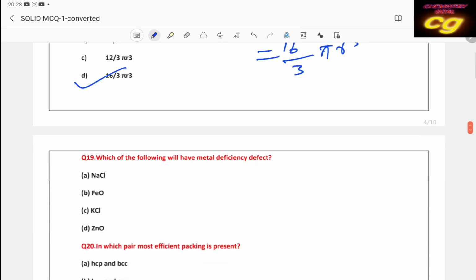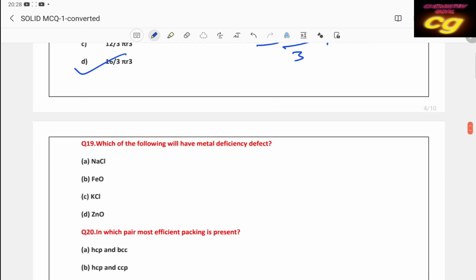Okay, then which of the following will have metal deficiency defect? Metal deficiency defect means, generally what happens, the anion is removed from the lattice point. So what is the correct answer?